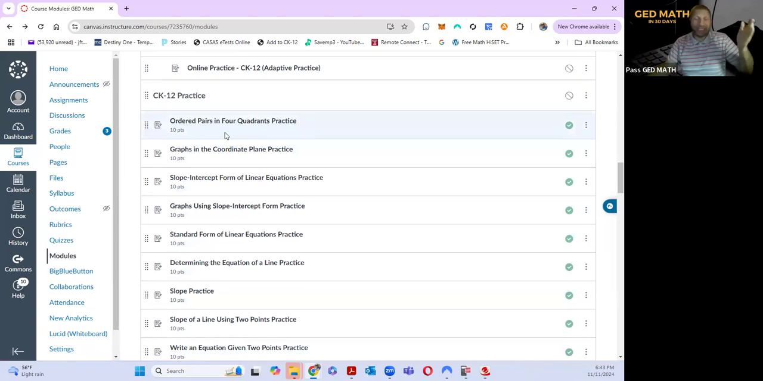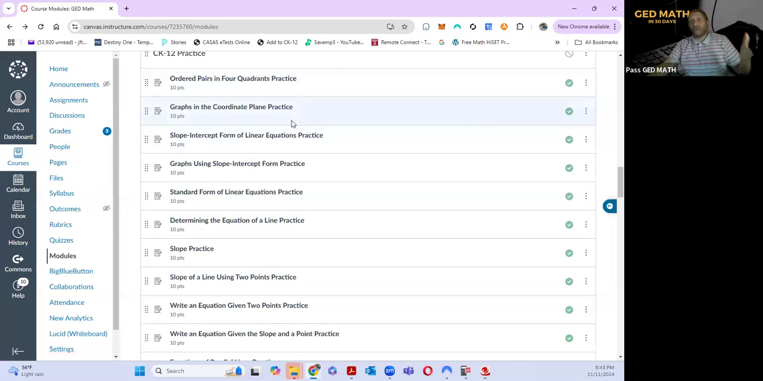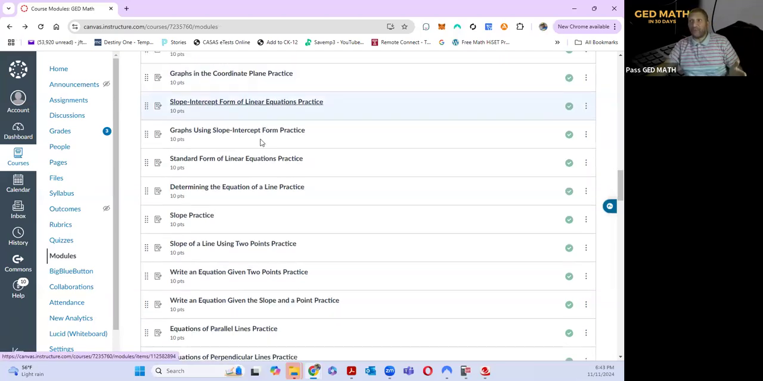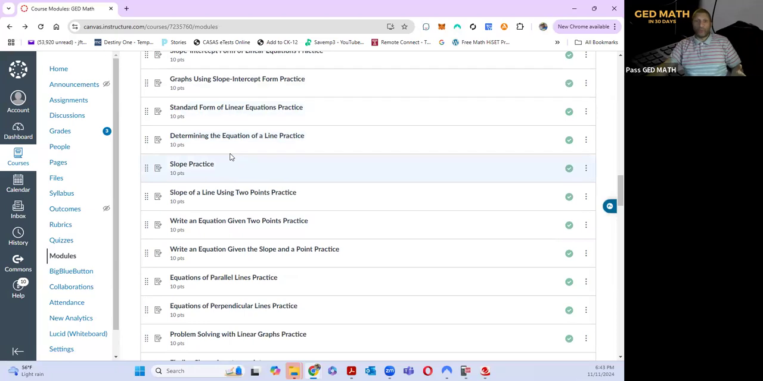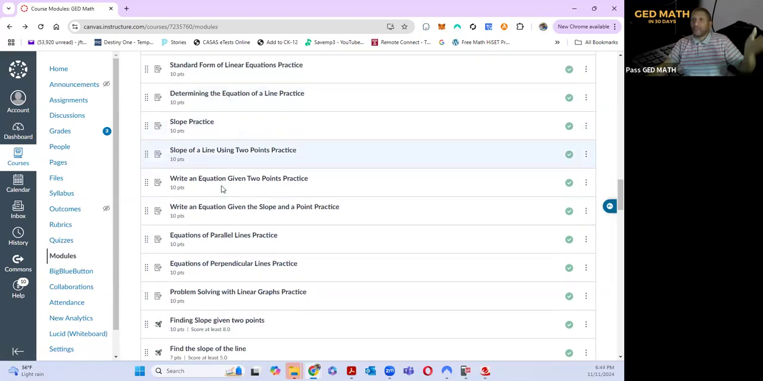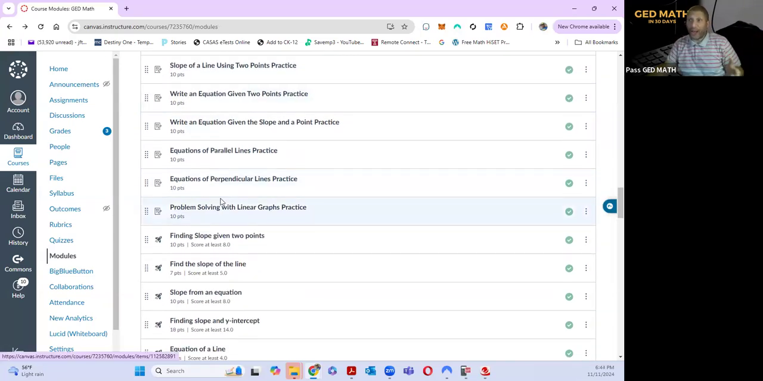So every question that they could ask you on the GED: what is the ordered pair? Graph it. What's the slope intercept form? What's the standard form? What's the equation of the line? Here go word problems.